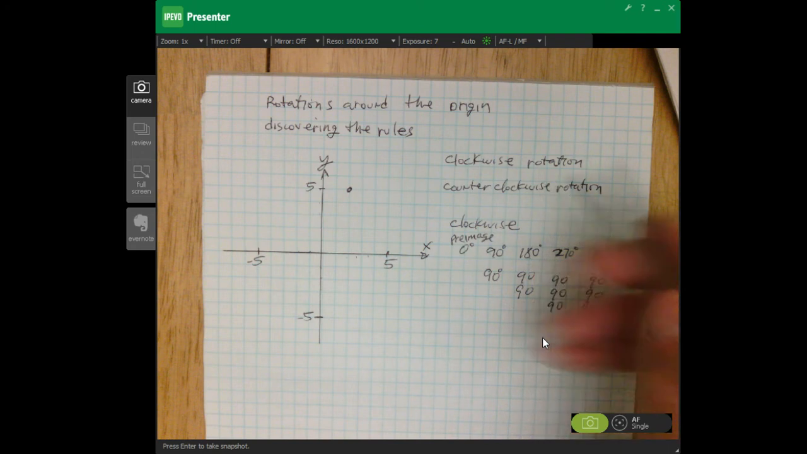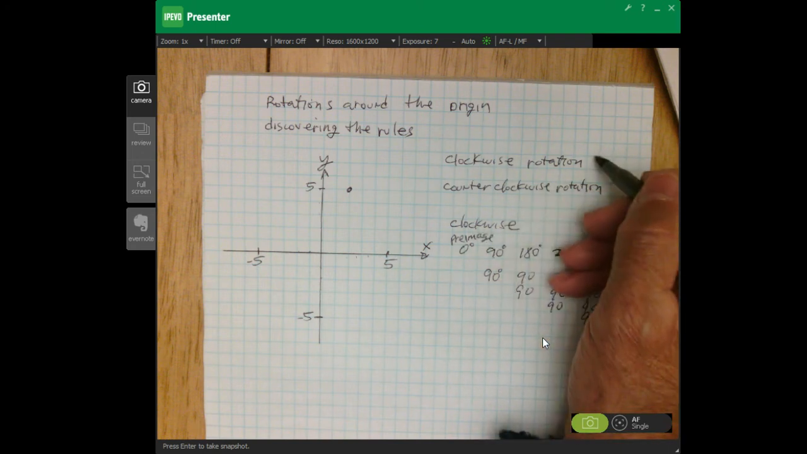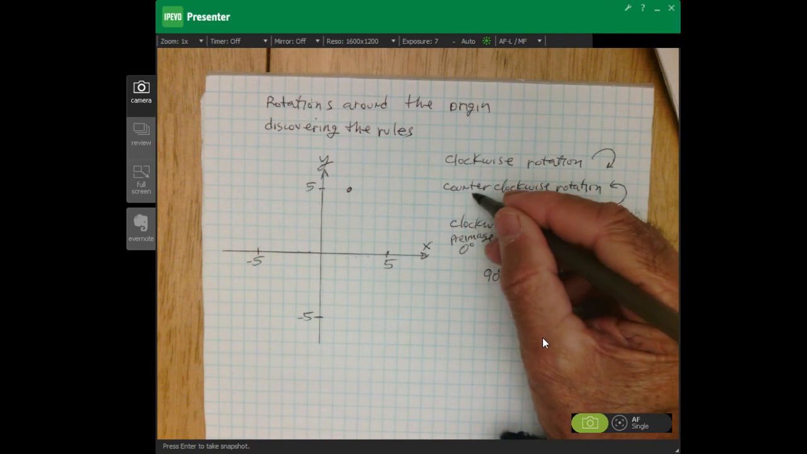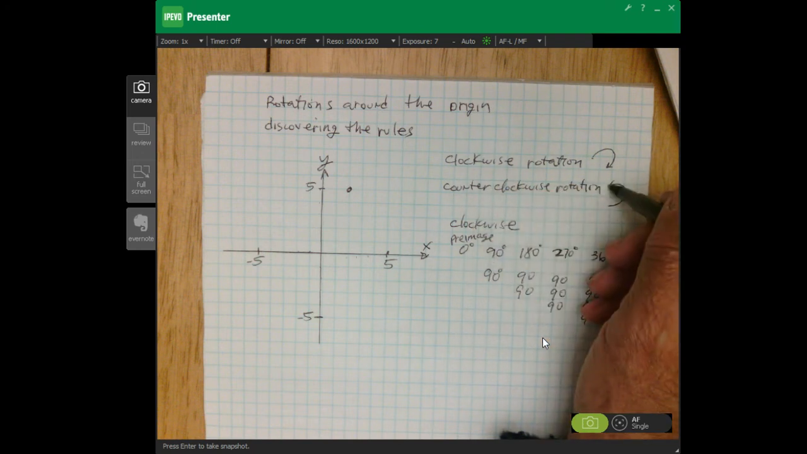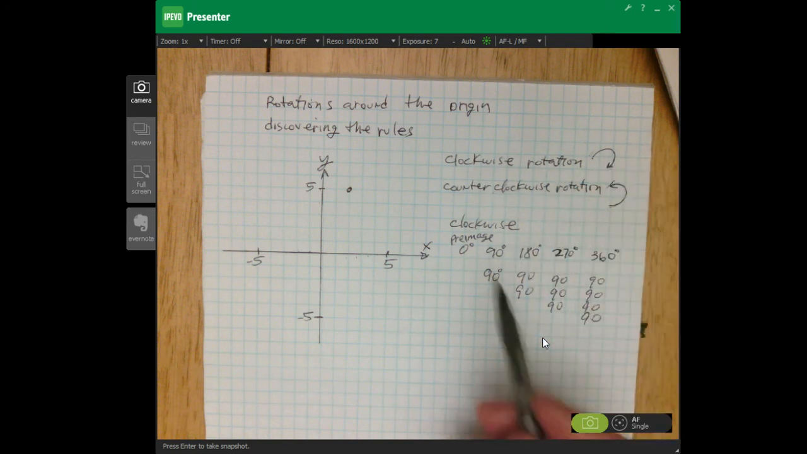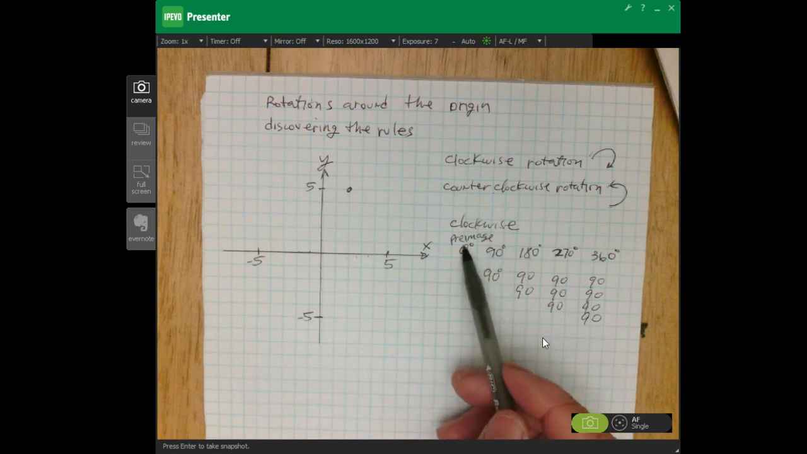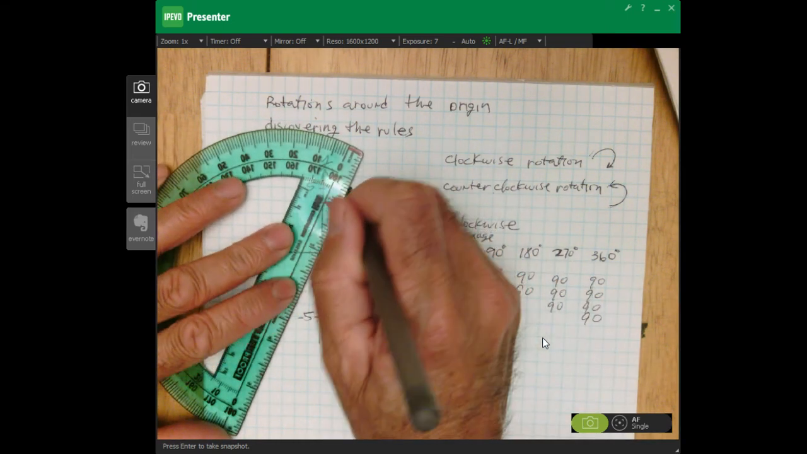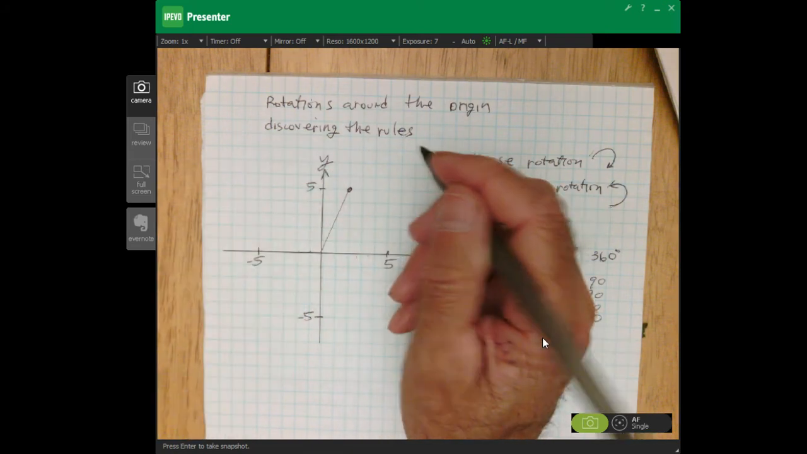Now remember a couple of things. One, clockwise, which is the one we're going to be talking about today, is a circular motion around to the right. Counterclockwise, counter is against, so it would go the opposite direction. So it would be a circular motion around to the left. That's counterclockwise. Clockwise, circular around the right. So we're going to investigate clockwise rotations, but you could do the exact same thing that we're about to do by rotating counterclockwise.